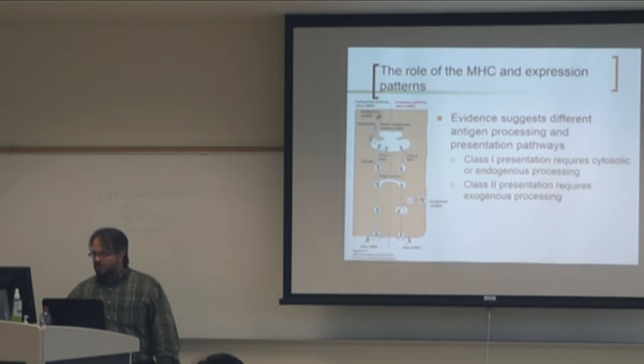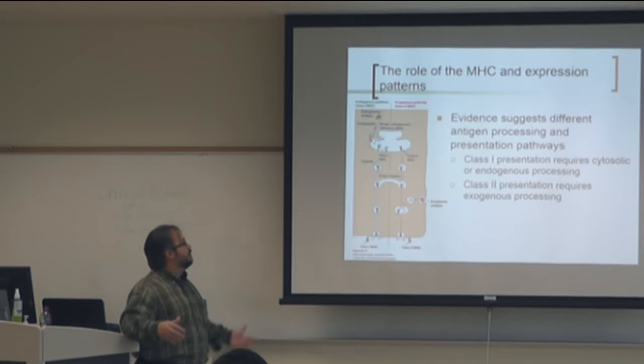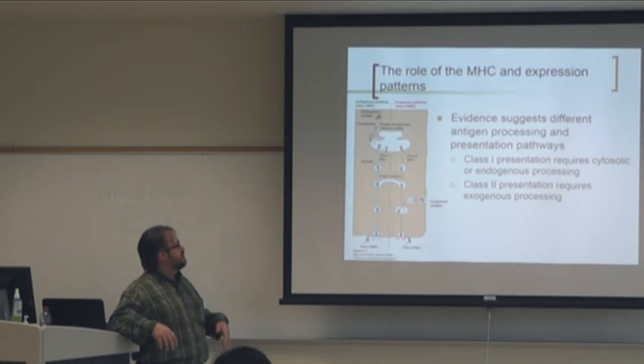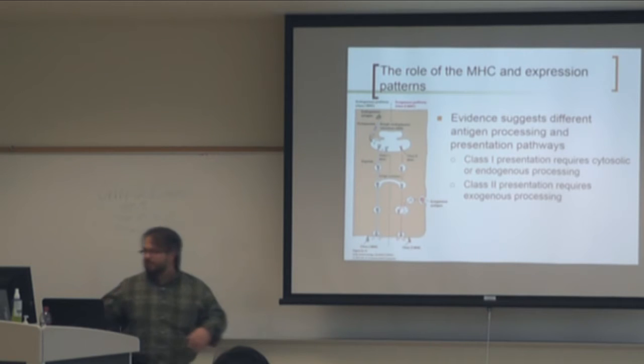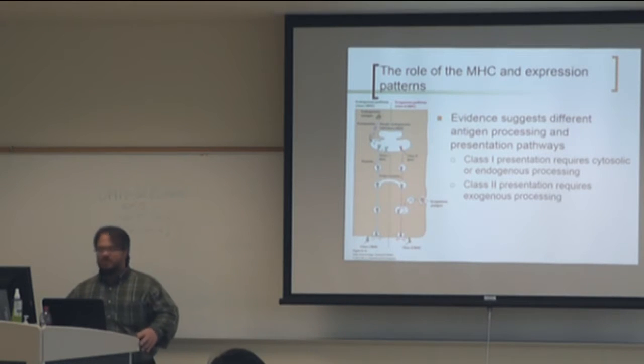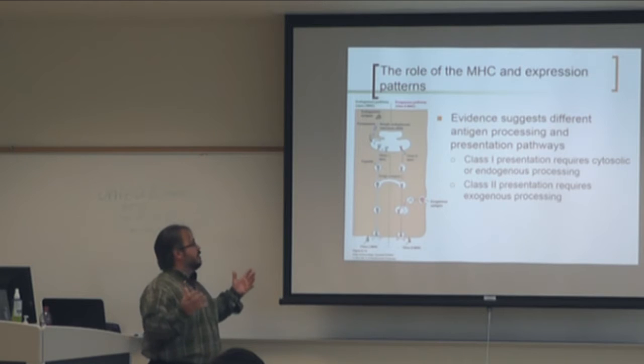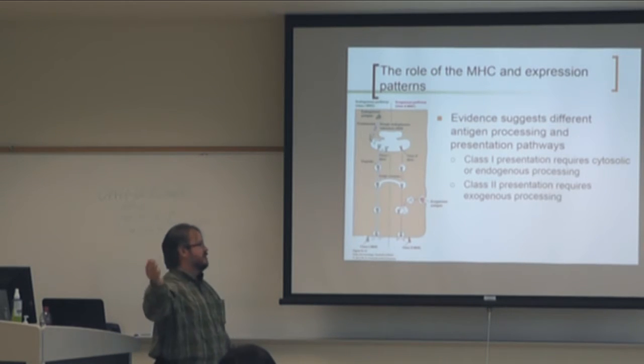Class 2, and it's not showing it here, but class 2 associates with a chaperone protein called the class 2 associated invariant chain. They call it the invariant chain. And it's invariant because it's preserved. So in that we have MHC class 2, we have all these different alleles for everybody. We all have the same invariant chain.